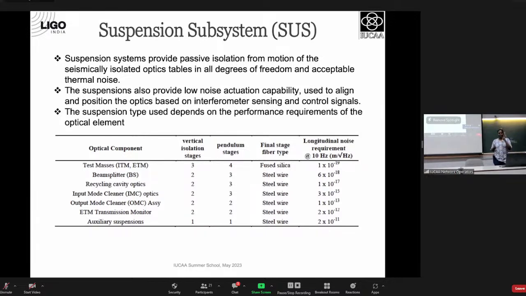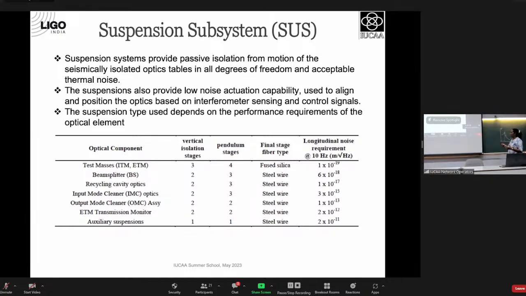In Virgo, there are 7 stages, so you have 1 over f to the 14 isolation that you get. And you can see that, depending upon the importance of the mirror and how much it needs to be isolated from seismic and other noise sources, the pendulum stages also differ.